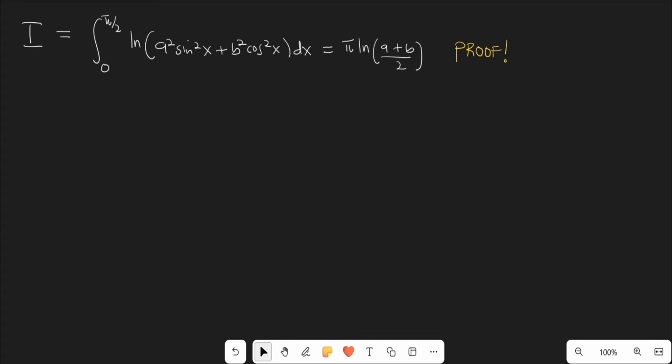In this video, we are asked to show that this integral is equal to pi times the ln of (a plus b) over 2, right? So we are going to start off with an identity that will make everybody happy.